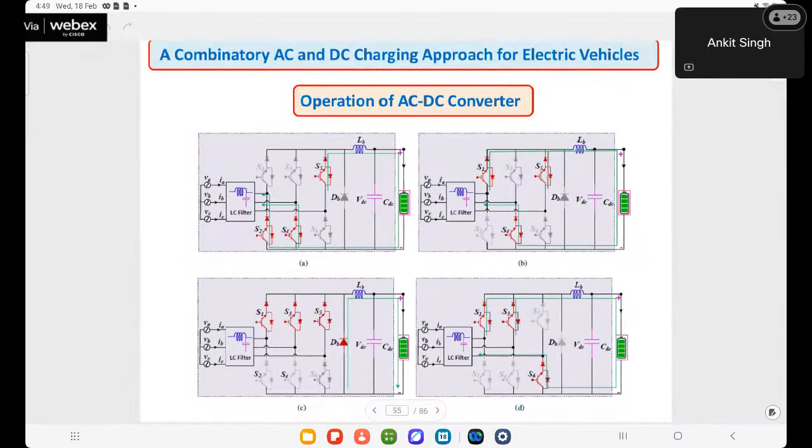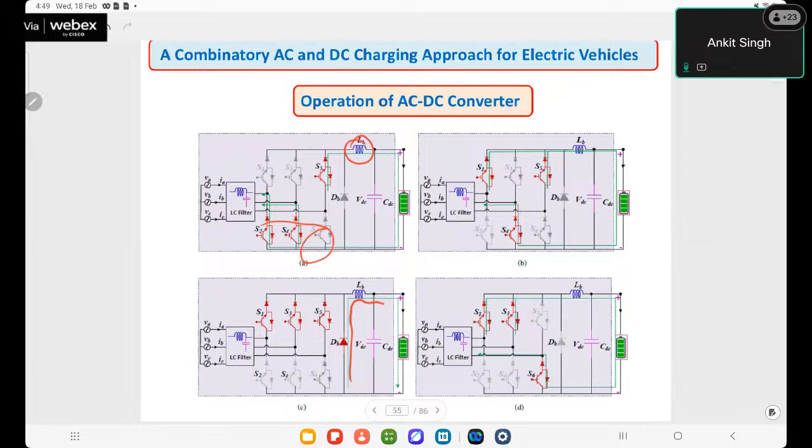So we can see here the operation is a simple one. When the upper and lower switches are turned on, the inductor will store energy. When all the lower switches or all the upper switches are turned on, the inductor will dissipate its energy to the battery through this diode. This is the fundamental concept of this buck type converter.